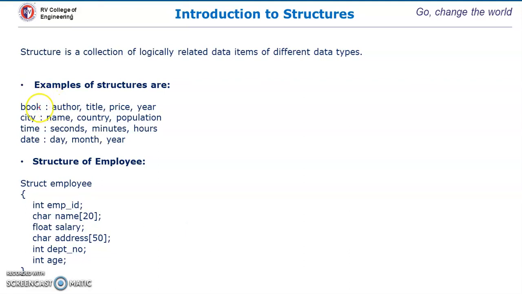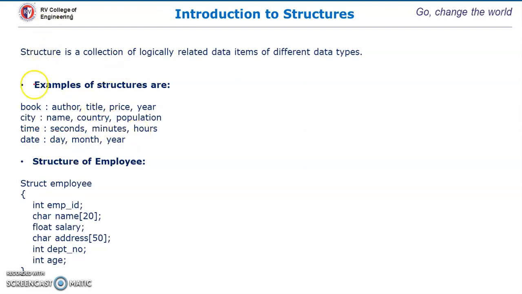For example, these are examples of structures. Book, which contains author, title, price and year; city, which contains name, country and population; time, which contains seconds, minutes and hours; and date, which has day, month and year.